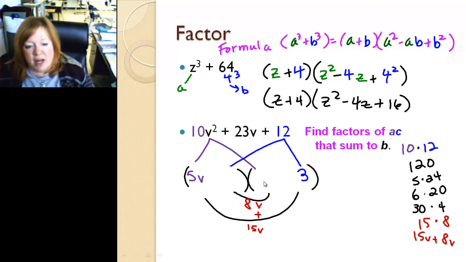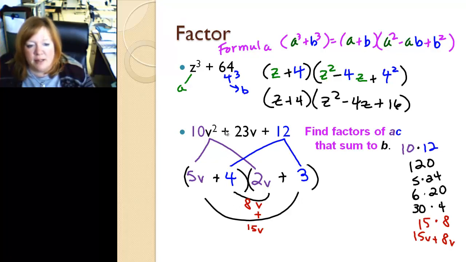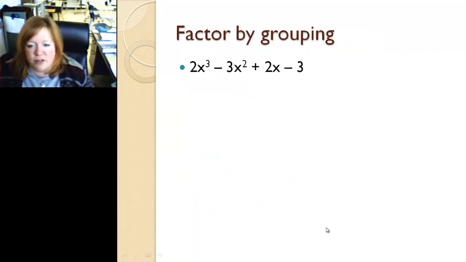So this guy has to be a 2v, because 2v times 5v would give me the 10v squared. And then 3 times 4 would give me 12, but 4 times 2v is 8v. So it all works out. And then we put the plus sign, since they're both plus. This is a plus, this is a plus. This sign over here, recall, means both signs are the same. This sign means they're both positive. Alright, so that's just a quick factoring for quadratics. I'm hoping you guys are practiced on those.